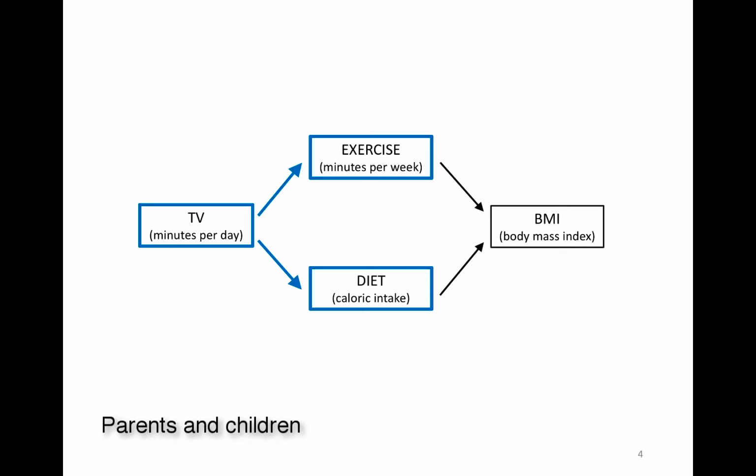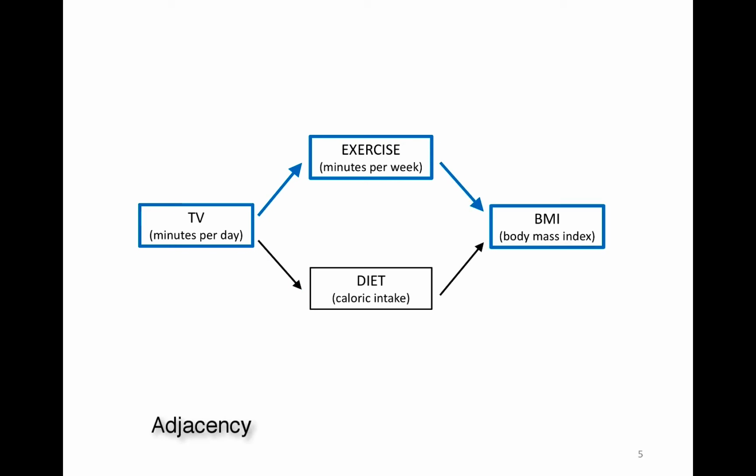A direct cause is also called a parent, and the direct effect of a cause is also called a child. Here, TV is the parent of exercise and diet, and exercise and diet are the children of TV.